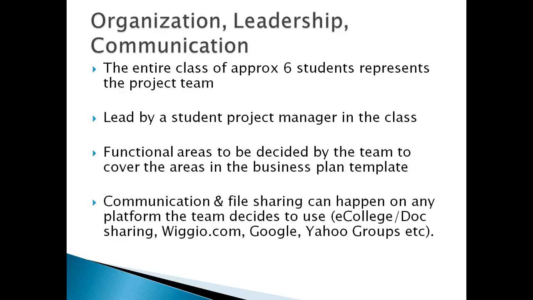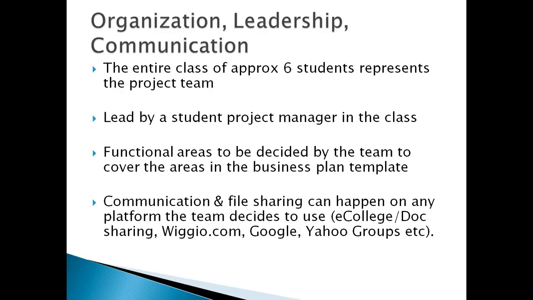In terms of organization, leadership, and communication, the entire class of about 6 students represents the project team. And it will be led by a student project manager in the class. The functional areas are to be decided by the team to cover the areas of the business plan template.